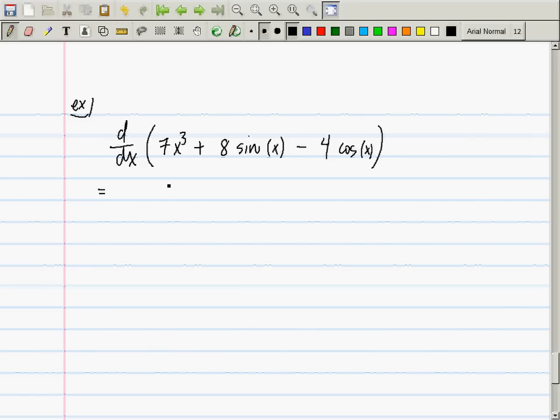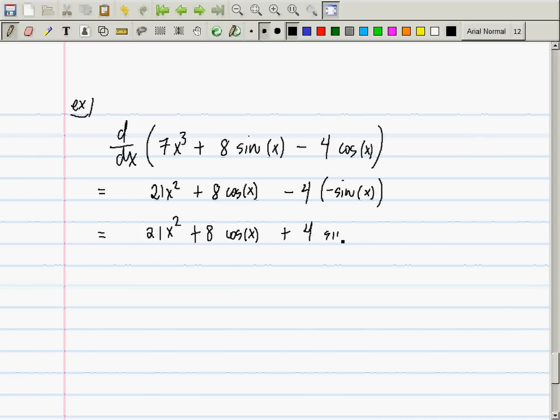Okay, so what is the derivative of the first term? 21x squared, good. And then plus 8 multiplied by the derivative of sine is 8 times cosine, good. And then minus 4 times the derivative of cosine is what? Negative sine of x. Okay, so then now you can distribute the negatives and obtain that this is 21x squared plus 8 cosine of x plus 4 sine of x.